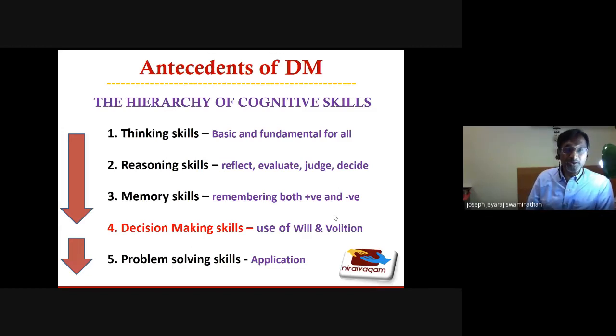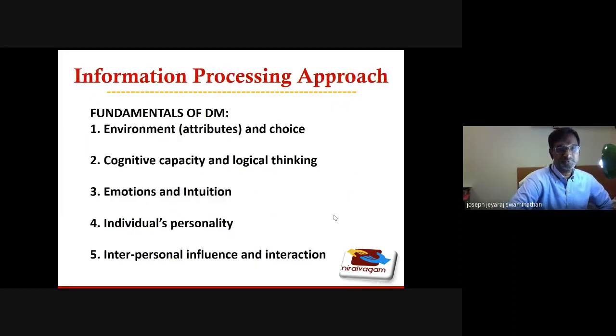But one important truth is, in many moments of our life, we use all the skills simultaneously or contemporaneously. Not that we use one day thinking skills, another day reasoning skills. Sometimes we use all 5 of them together. Okay, these are the antecedents with which we are starting. So, with this introduction, we will go on to understand what is the process. What is the process of making decisions?